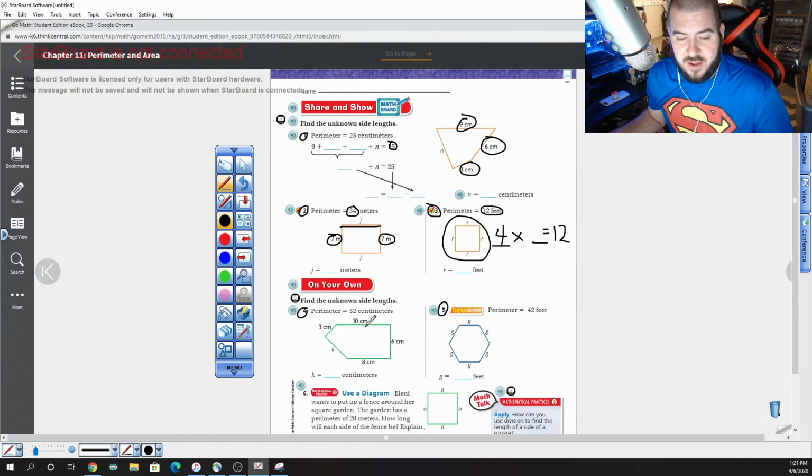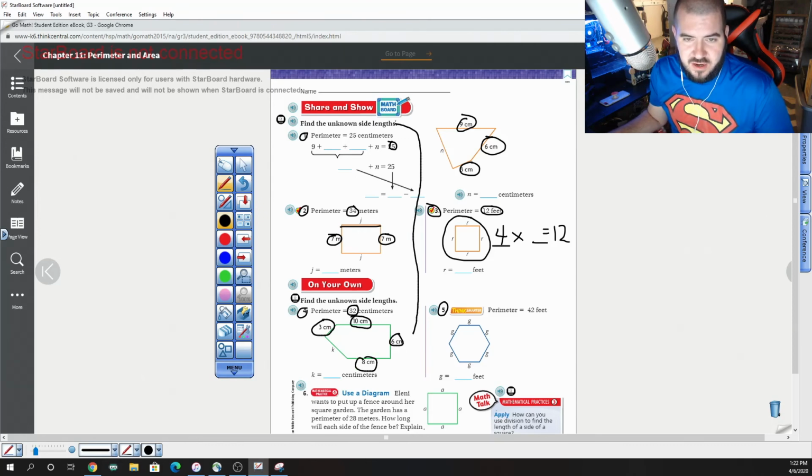Number 4, again, perimeter is 32. Here's all of the sides. 3, 10, 6, 8. So you want to do number 4 just like you did number 1, okay? To find K. That's what we're missing right here. Number 5. This is a little bit more of a challenging one. You've got a letter G here. You've got it for all sides because all sides are the same. Think about how many sides this shape has, and your perimeter has to get 42. So you're going to do this problem kind of like this one, except we don't have 4 sides. Think about how many sides you have here, and your perimeter is 42 instead of 12.